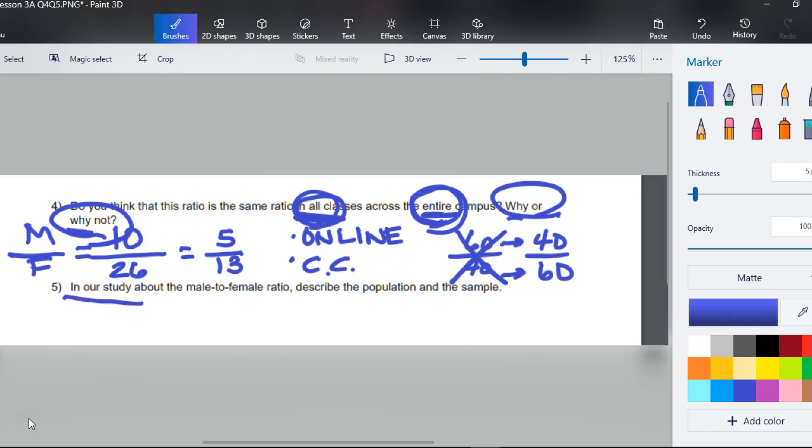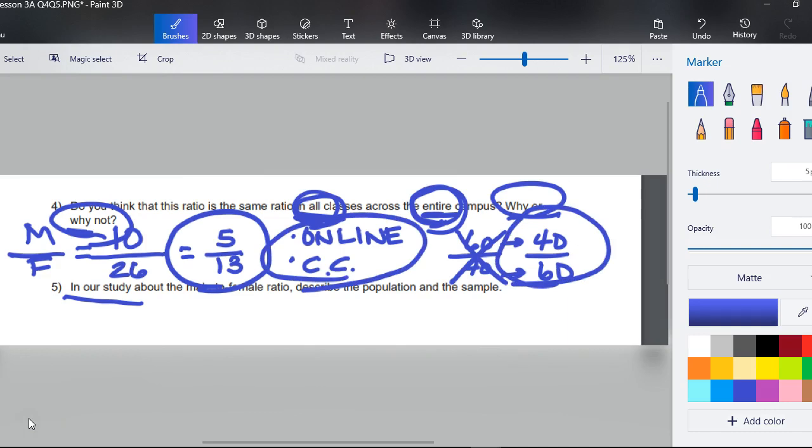In our study, this little study that we just did, looking at numbers, throwing in some past data, talking about characteristics, in our study about the male to female ratio, describe the population and sample. And these are words that you're going to need to wrestle with in your mind to get these to make sense. If we were in class together, I'd be waving my arms really big to be the population and then closing in my arms smaller to be the sample.